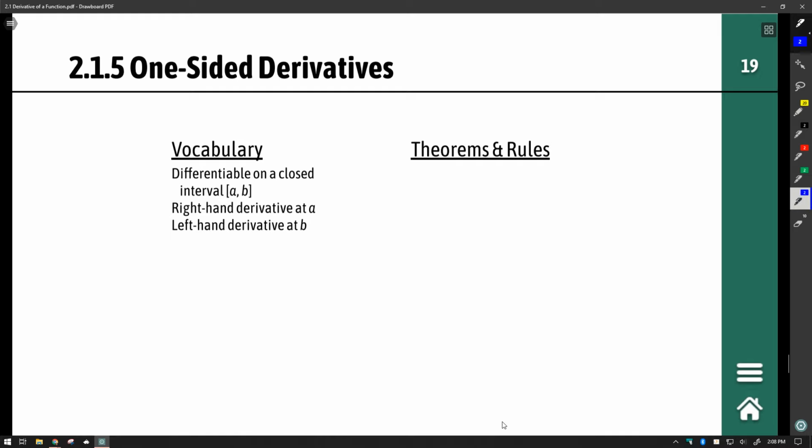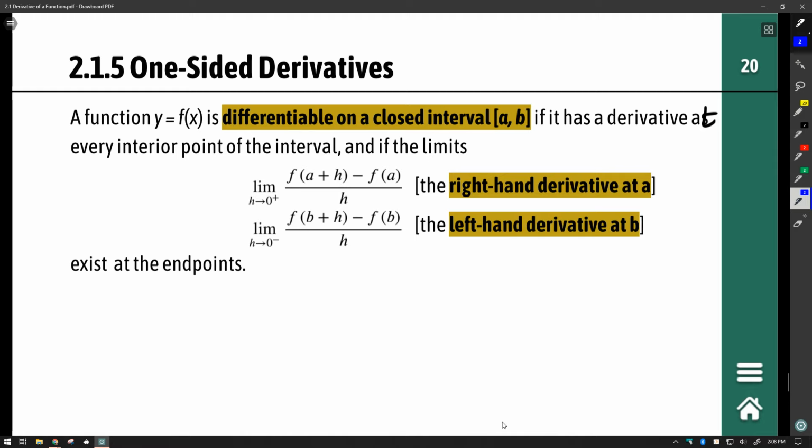All right, let's talk about one-sided derivatives. We're going to see some vocabulary here, differentiable on a closed interval a to b. And in order to define that, we're going to need to define a couple of smaller terms, right-hand derivative at a and left-hand derivative at b. There will be no new theorems or rules. So we begin like this.